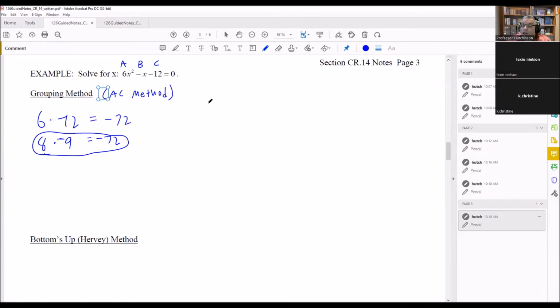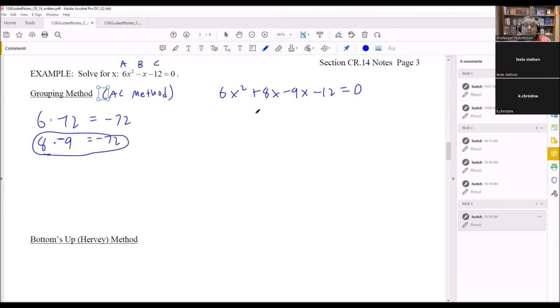Now, the reason why we're doing that is because we're going to rewrite the middle term in terms of 8 and -9. So I'm going to do plus 8x. Now, it doesn't matter what order you put these in, but I'll just go ahead and put it right out like this. So we're changing the middle term into this, but notice if I simplify it, it just goes back to what I started with. So I'm not changing the problem by doing that.